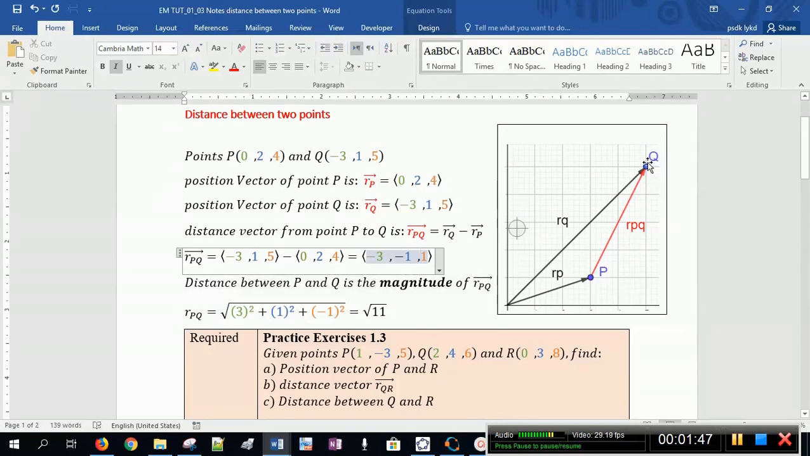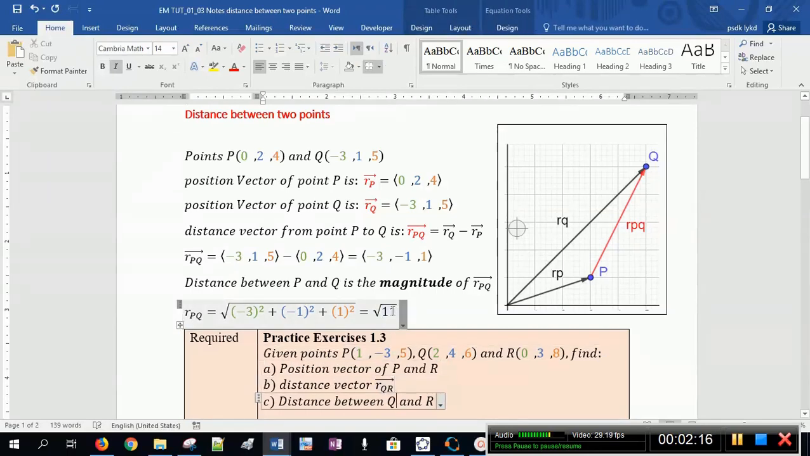And the distance between P and Q is given by the magnitude of this vector. So the magnitude of RPQ is the x component squared plus the y component squared plus the z component squared. And 9 plus 1 is 10, plus 1 is 11. The distance is root 11. Let's solve this exercise.